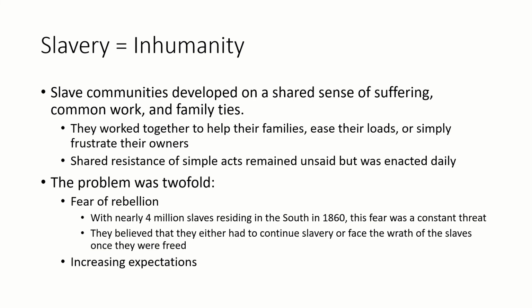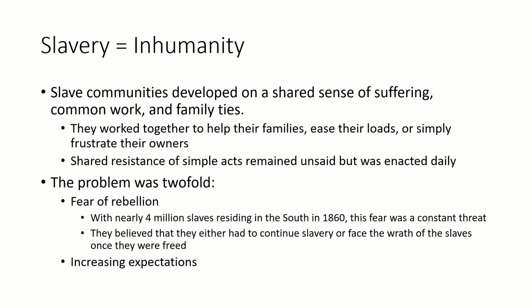In the slave markets of the urban South, slaves communicated and worked together to help their families ease their loads or simply frustrate their owners. Simple acts of resistance, such as breaking a hoe, running a wagon off the road, causing a delay in production due to injury, running away, or even pregnancy, provided a language shared by nearly all slaves in the agricultural workforce, a sense of unity that remained unsaid but was acted out daily.